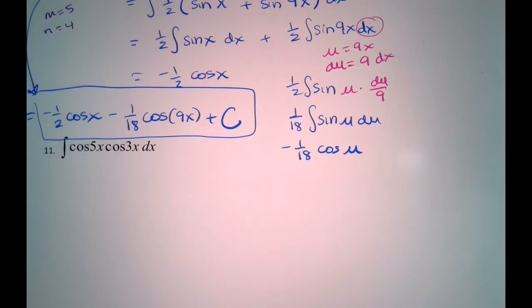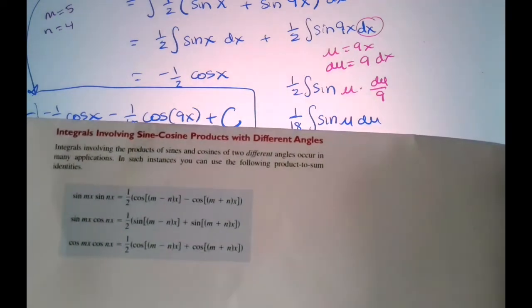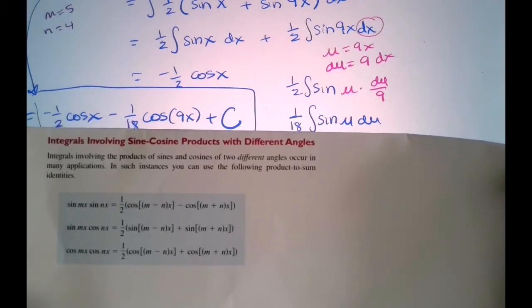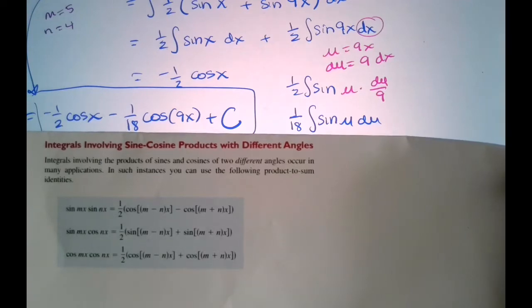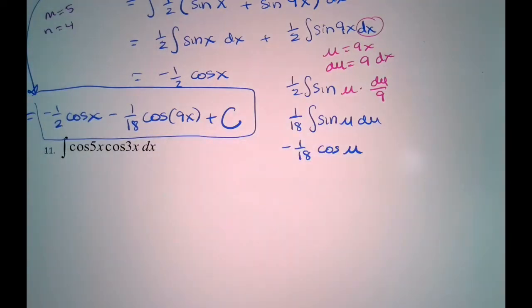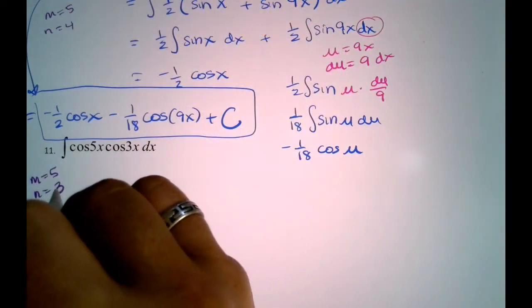So I'm going to go back to the bottom part of the first page of our notes. And the one I'm looking at here is the last one. You see this cosine mx, cosine nx. Very similar structure here on how we're going to set it up. We've got the 1/2, we've got the cosine of the subtraction, plus the cosine of the addition. So I'm going to be really clear again. I'm saying m is 5 and n is 3.